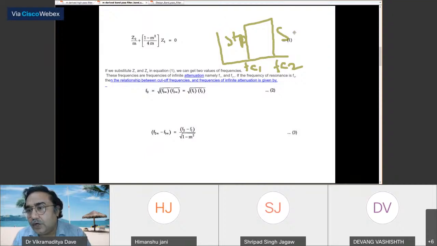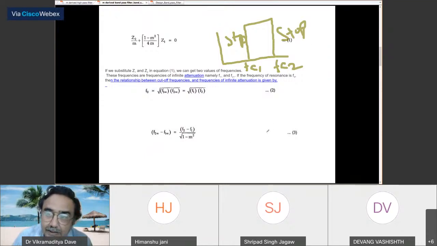What we want in the stop band is that the attenuation should be infinite. The attenuation here also should be infinite, and here also it should be infinite. So we require two cutoff frequencies, and we will find that there will be two frequencies of attenuation: one is f1 infinity and one will be f2 infinity. The f1 infinity will be near the cutoff frequency f1, or fc1, and the second frequency of attenuation will be near to f2.